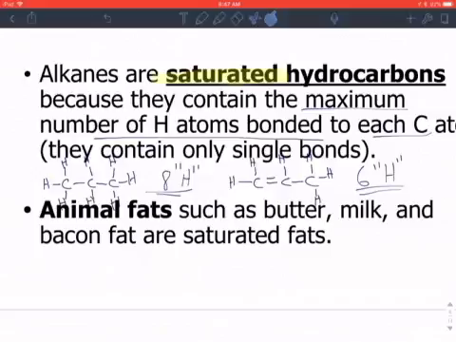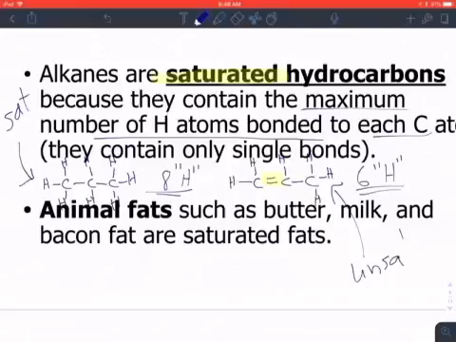You'll notice I can't put any more hydrogens on this guy. This guy is saturated with hydrogen. I couldn't put any more hydrogen on it. This guy right here, if I were to break the double bond right there, open that up, I could put 2 more hydrogens on there, which means it is unsaturated. So we say that that's unsaturated. So saturated means it can't have any more, and it has all single bonds.